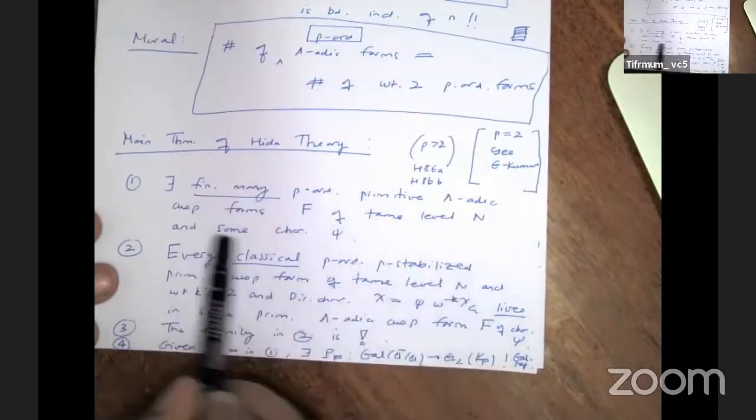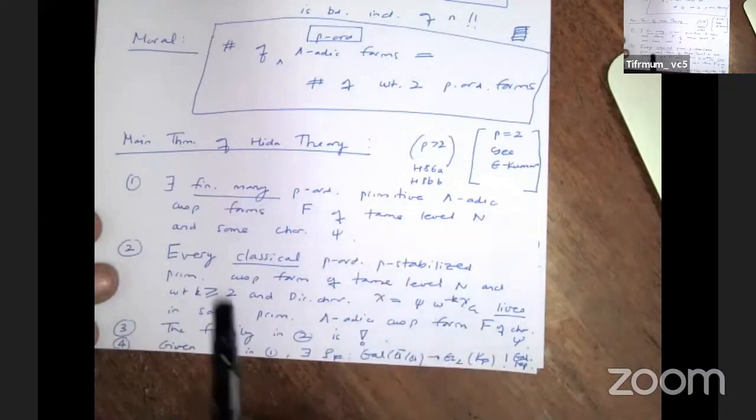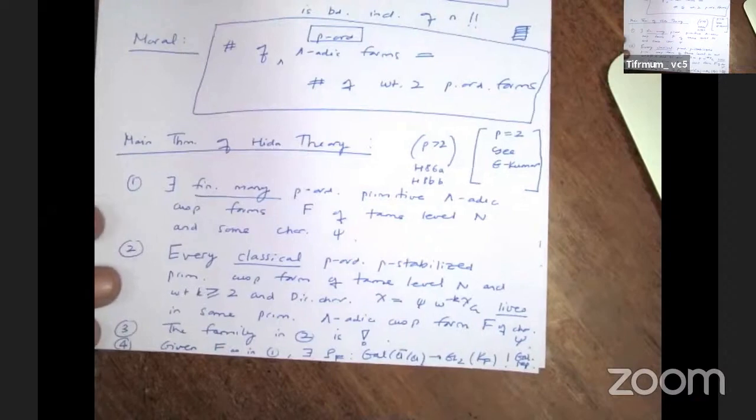There are finitely many Lambda-adic forms. The second one, that every form lives in a family, is coming from the fact that the specialization map is surjective. Another way to say that is that the map of Hecke algebras under specialization is also surjective. You can recover classical Hecke eigensystems from Lambda-adic Hecke eigensystems. So this is that statement.